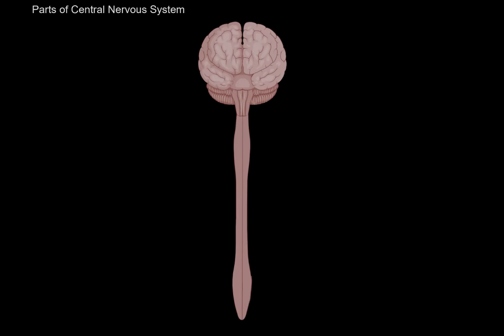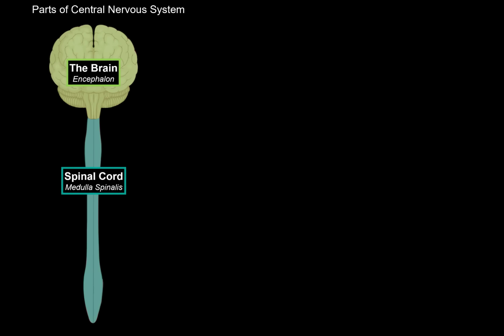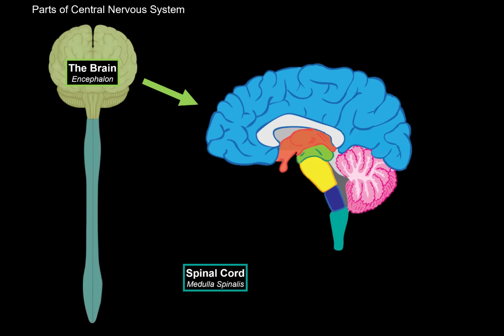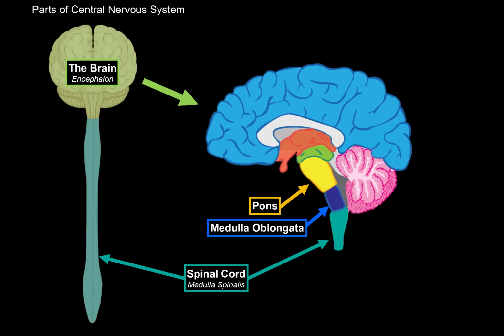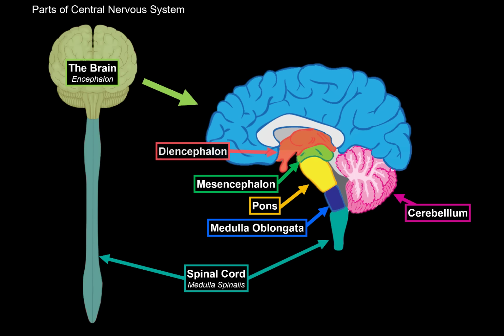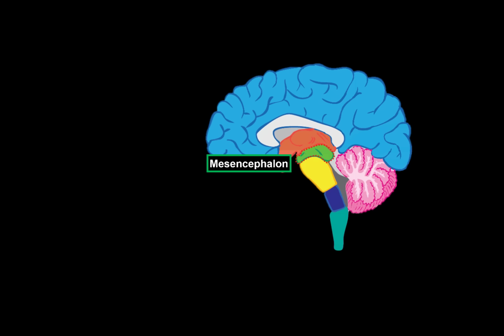So the central nervous system consists of two parts, the encephalon and the spinal cord. The encephalon is then further divided into specific parts. We have the brainstem, which consists of the medulla, pons, and the midbrain, or the mesencephalon. We have the cerebellum back here, then the diencephalon and the telencephalon. So our focus in this video is going to be the midbrain, which is here.